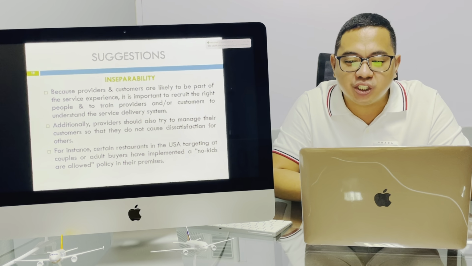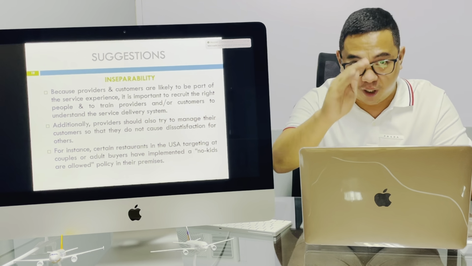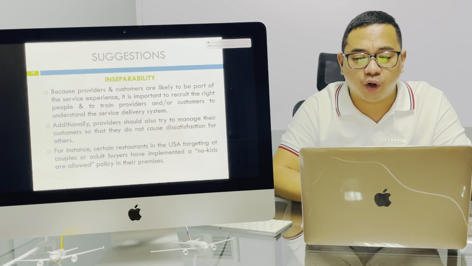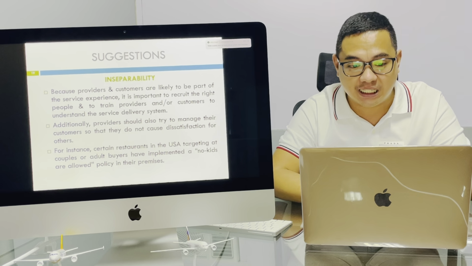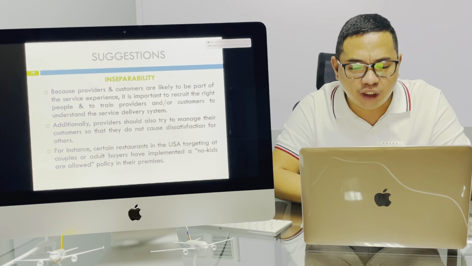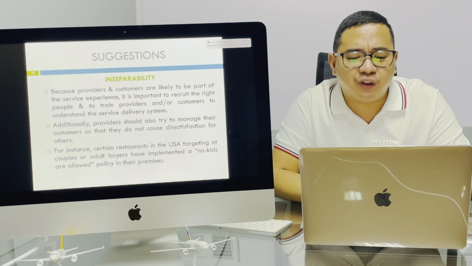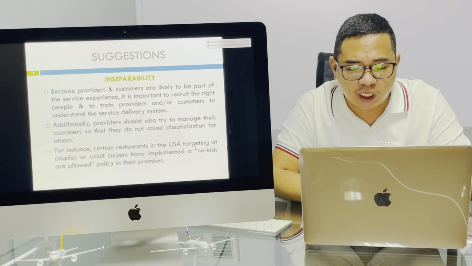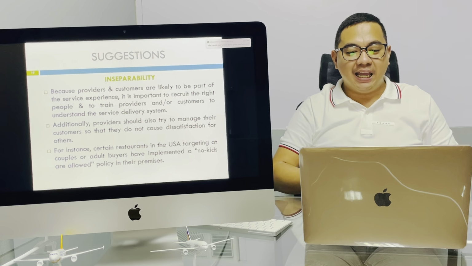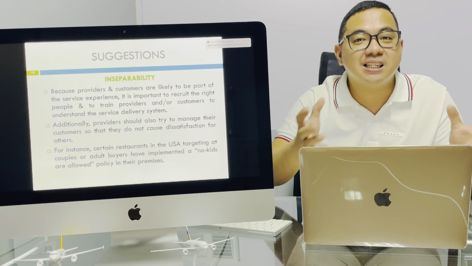Inseparability, because providers and customers are likely to be part of the service experience, it is important to recruit the right people. Recruit the right people, train providers or customers to understand the service delivery system. Additionally, providers should also try to manage their customers so that they do not cause dissatisfaction for others. For instance, certain restaurants in the USA targeting at couples or adult buyers have implemented a no kids are allowed policy in their premises. Para nga maka-attract sila sini sa mga adult buyers lang. Ay, wala kami diya sa mga kids para nga less disturbance.